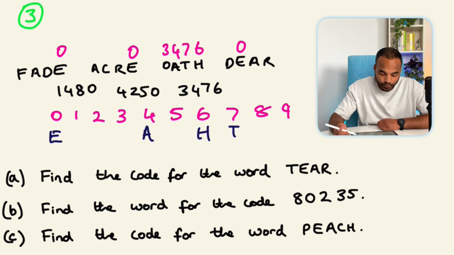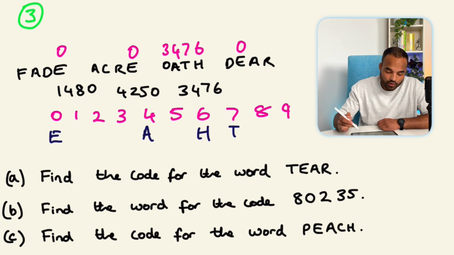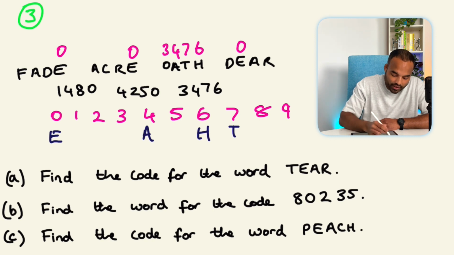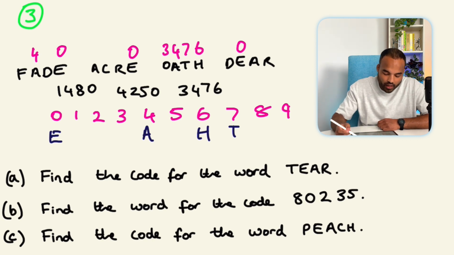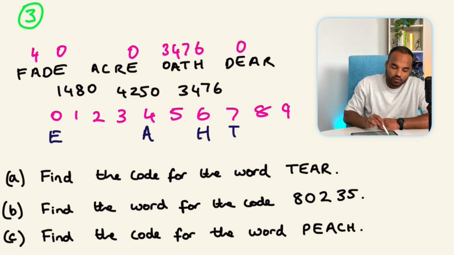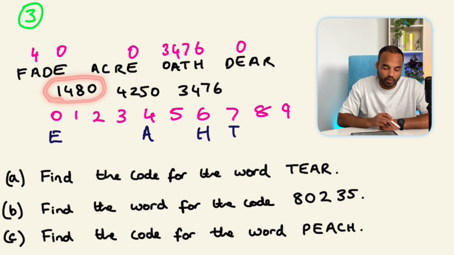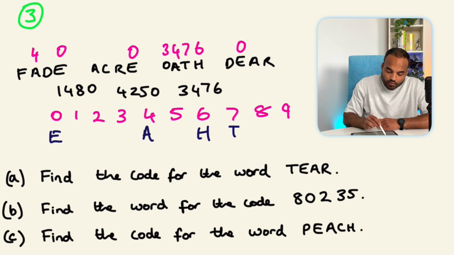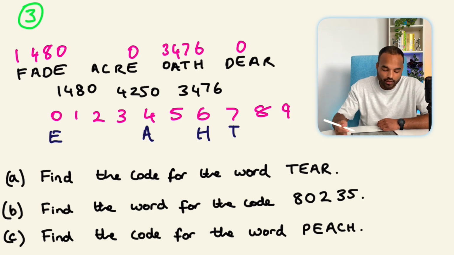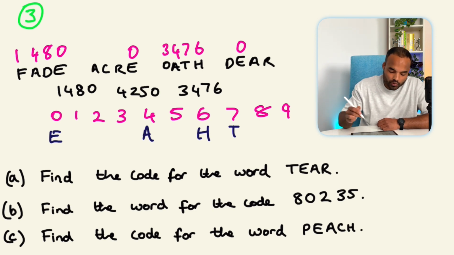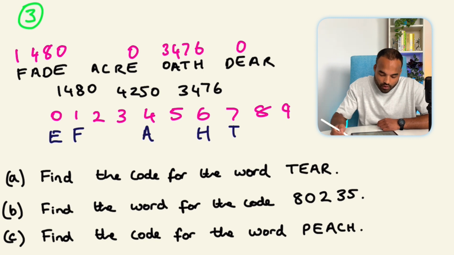Does that help us work out any of the other codes? Let's see. So in the word fade, we have an A, so I know that the second number should be 4. And have a look there. One of the number codes is 1480. This must be for fade. We can come and say 1, 4, 8, 0. Again, we can start filling in our magic box. So 1 is F, D is 8, and I think that's it.